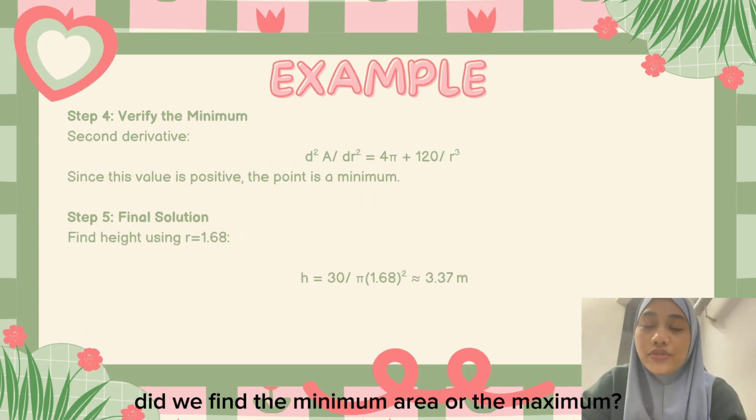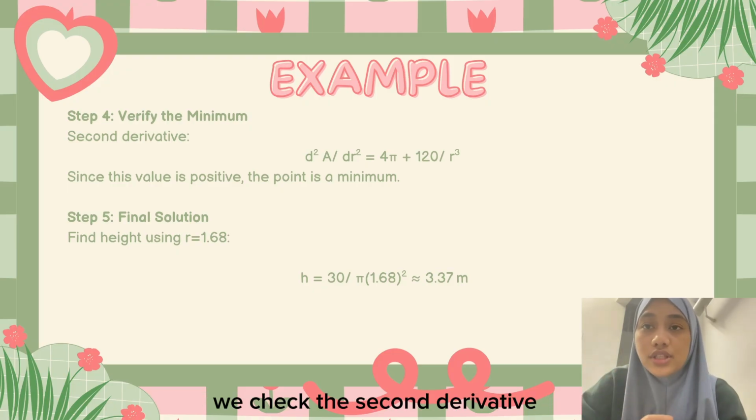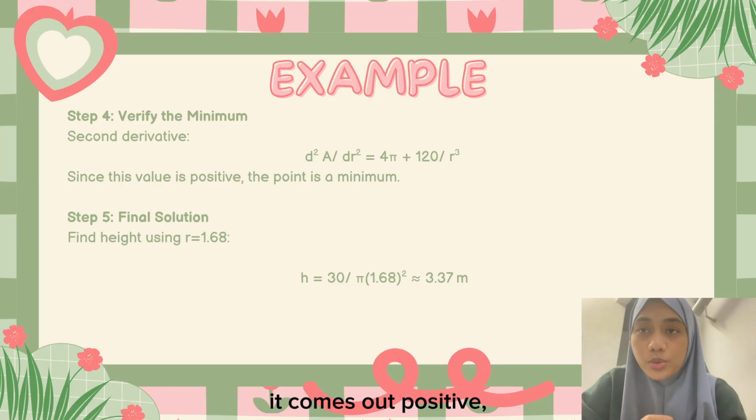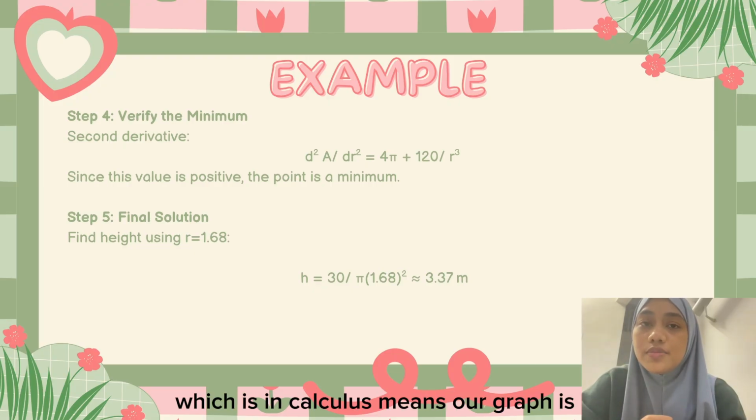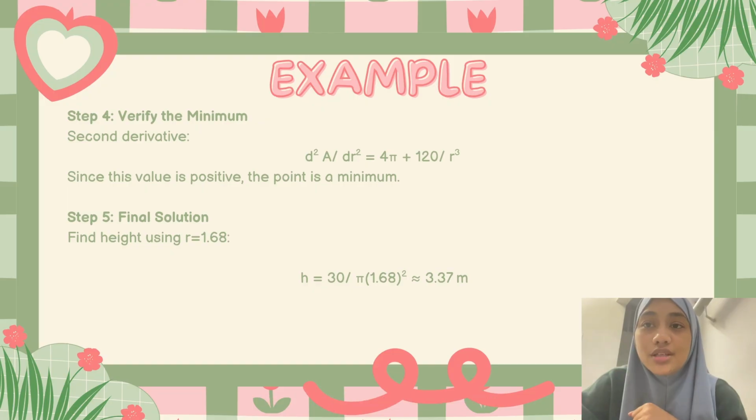But wait, did we find the minimum area or the maximum? We don't want the most expensive tank in history. We check the second derivative. It came out positive, which in calculus means our graph is smiling, or concave up. That confirms we are at the very bottom of the curve, the absolute minimum.